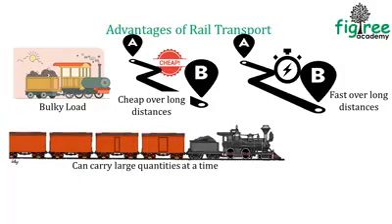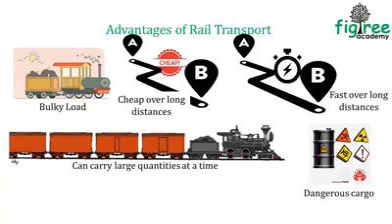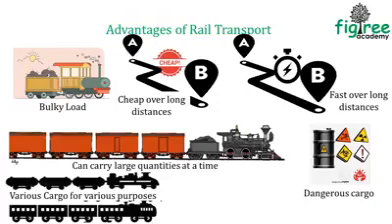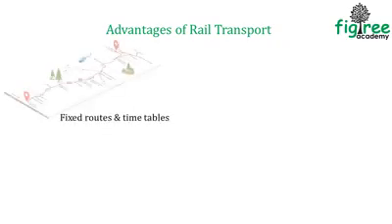Also, rail transport can carry dangerous cargo. Different types of wagons are available to carry different types of goods, such as tankers for fuel. So we are saying rail transport is also recommended to carry things like fuels because it has different wagons. So that one is also an advantage. Also, it operates on fixed routes to a fixed timetable, meaning to say there are no delays when using rail transport.